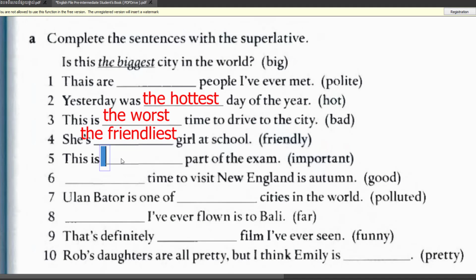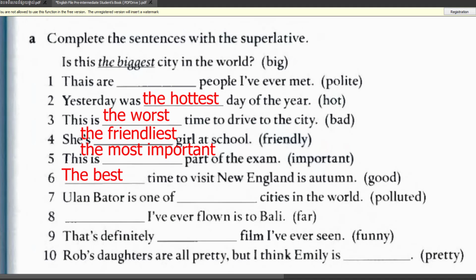This is the most important part of the exam. Okay, part of the exam. Number 6. Who is number 6? It's me, teacher. Yes. The best time to receive evening. The best time, teacher. The best time. Number 7.